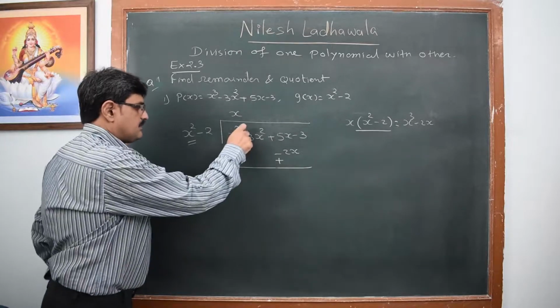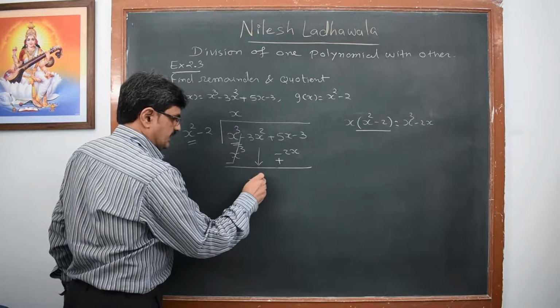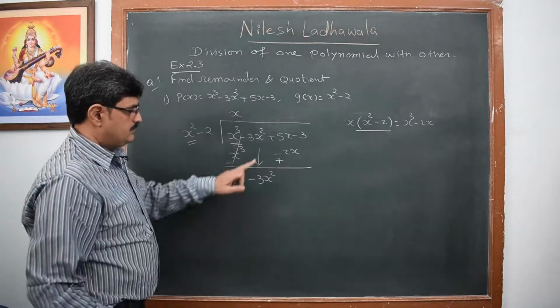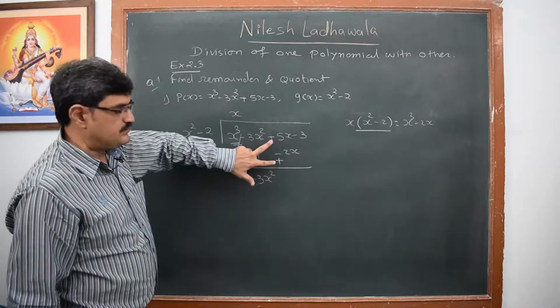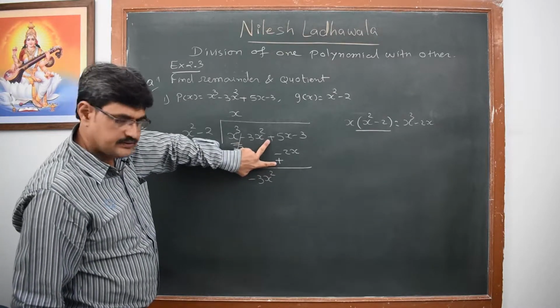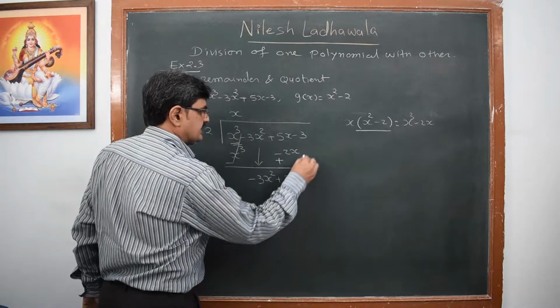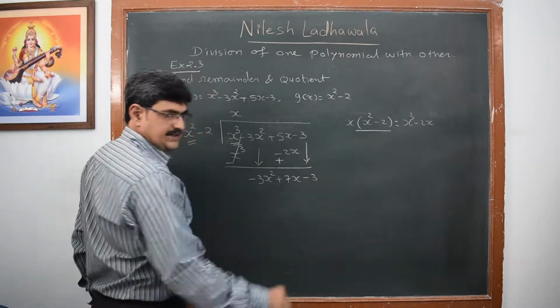Now plus x cube minus x cube, it is 0. I will take minus 3x square as it is. Now plus 5x and plus 2x. Now you should remember that you have to consider the sign which you have written later on. So it is 5x plus 2x, that will be 7x. And we have obtained here minus 3.